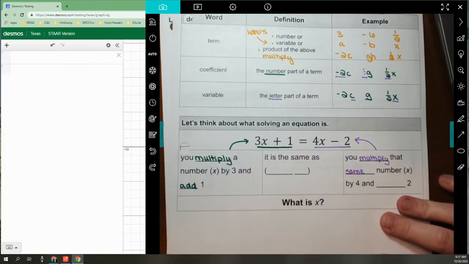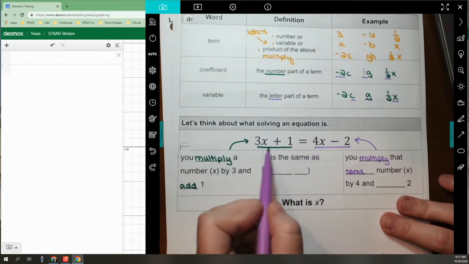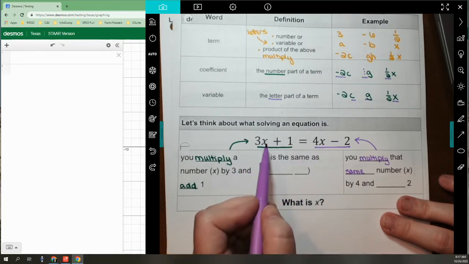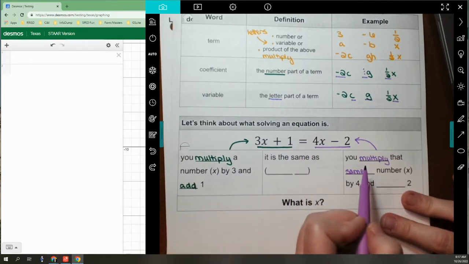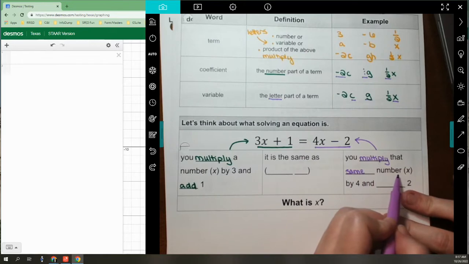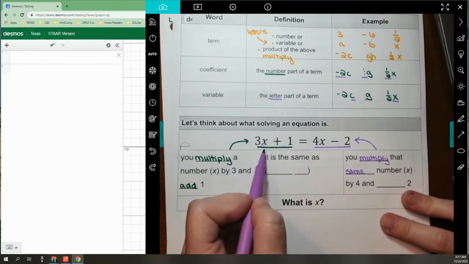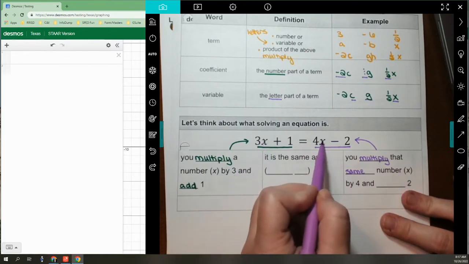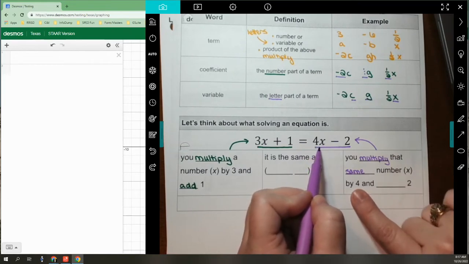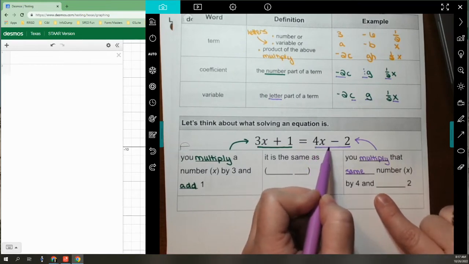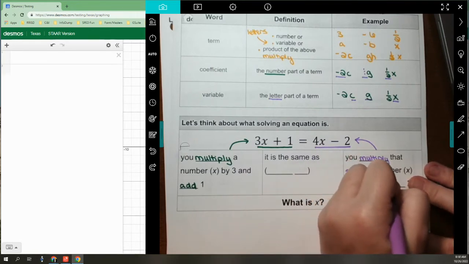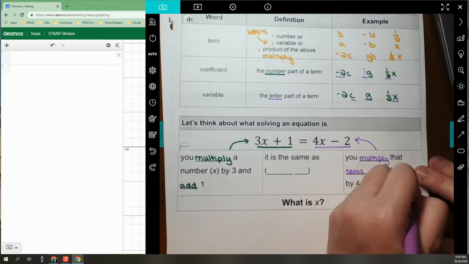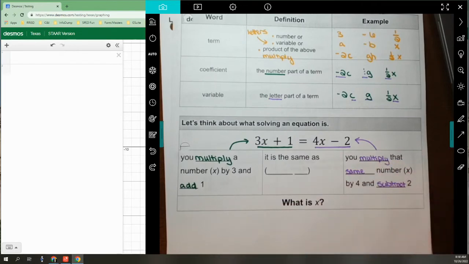In one equation, it's always going to be the same. Now, if these were x and y, those would be different. That x here equals x here. Okay? So you multiply that same number, x, the same number that we multiplied over here, now we're multiplying it by 4. And what else do we do? We subtract 2. Okay? Give me just a second here.